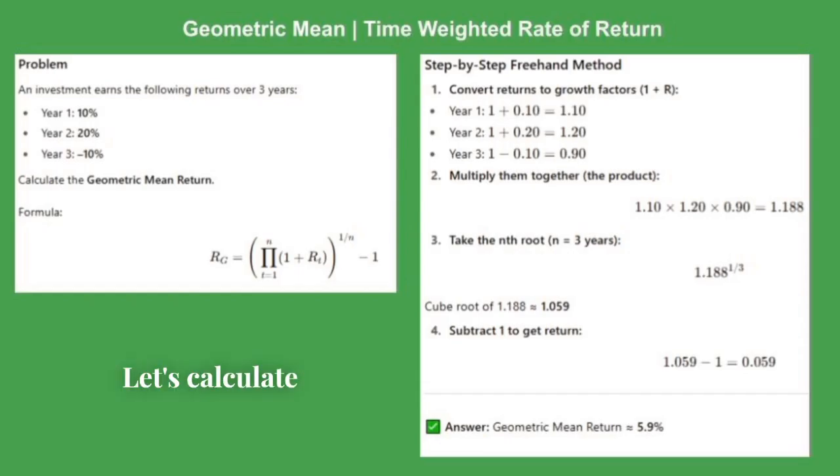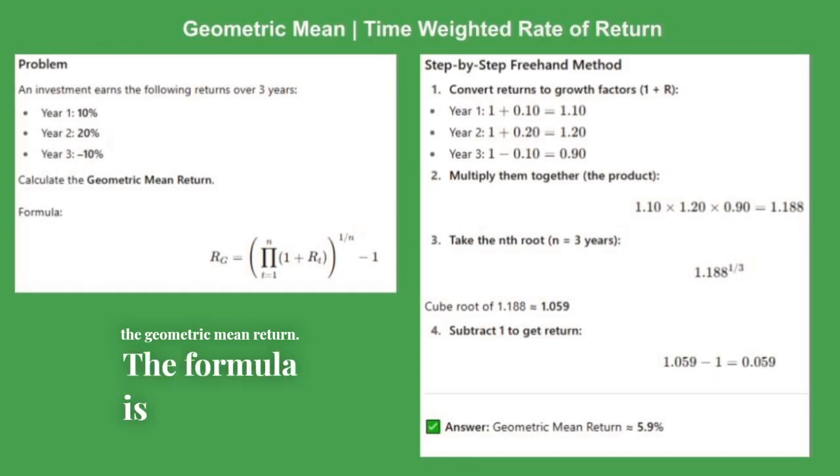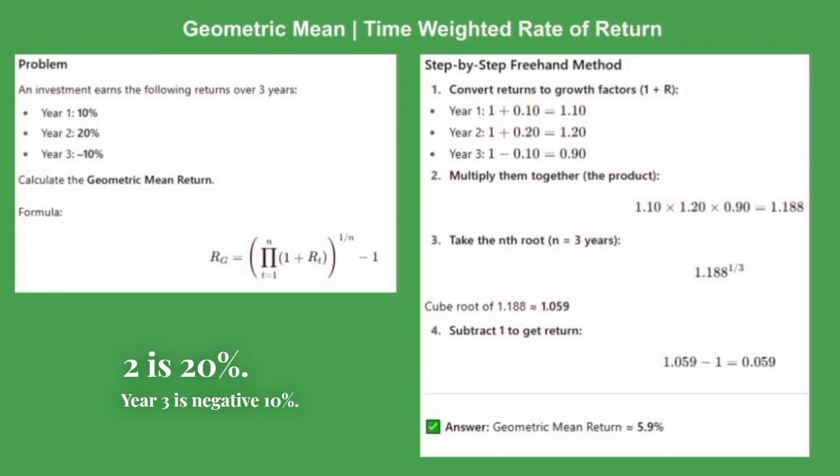Let's calculate the geometric mean return. The formula is multiply 1 plus each return together. Then take the nth root and subtract 1. Here are the returns. Year 1 is 10%. Year 2 is 20%. Year 3 is negative 10%.